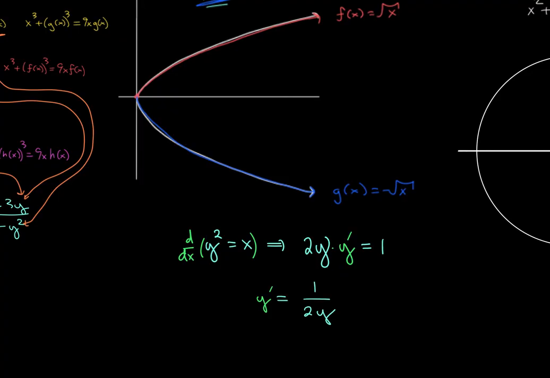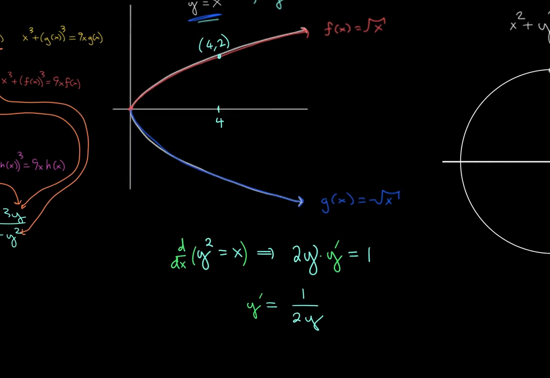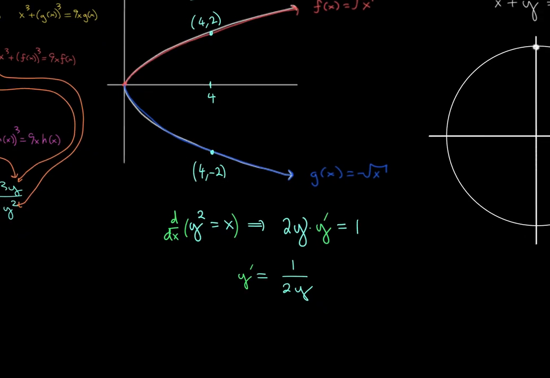Okay, so now say that I have x equals 4 right here. Then this point would be 2 comma 4. Or excuse me, 4 comma 2. This would be 4 comma 2, and that would be a point on my curve f of x. And I also have the point down here. This would be 4 comma negative 2. That would be a point on the curve g of x.